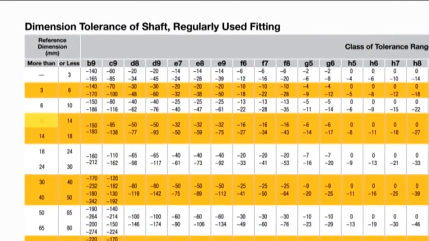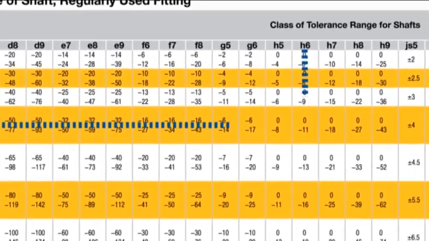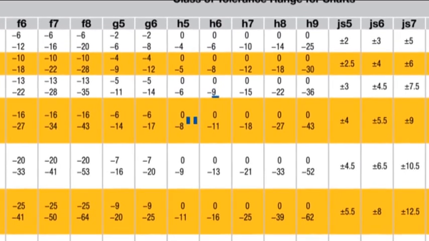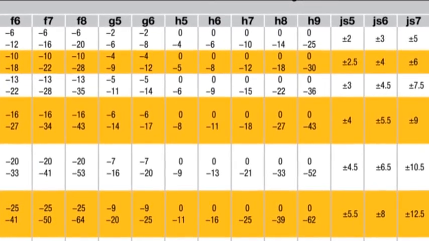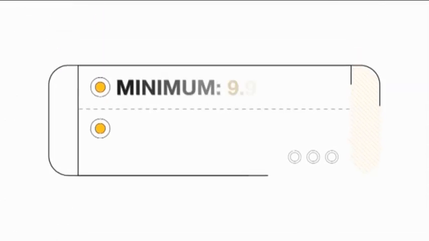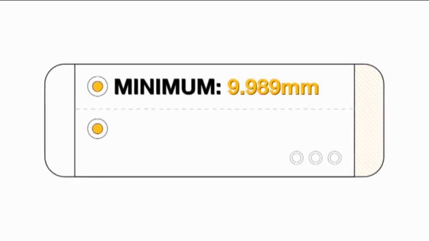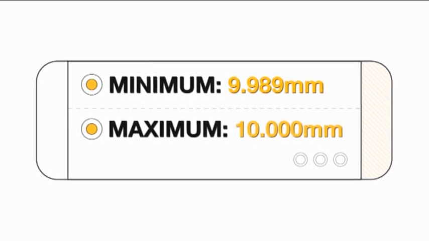If we look at a 10mm shaft with an H6 tolerance, 10H6, we can see the expected tolerance is no larger than the basic size, but is capable of being 11 microns under 10mm. This brings the expected minimum to 9.989 and the maximum to 10.000 millimeters.